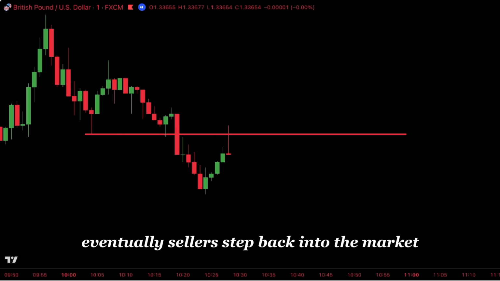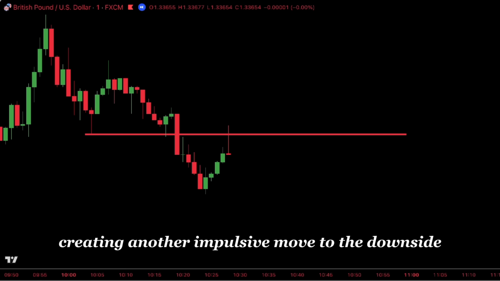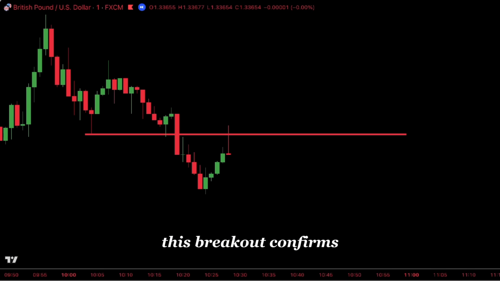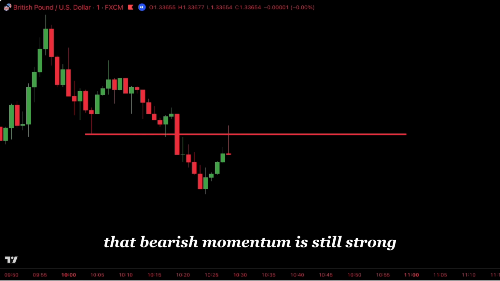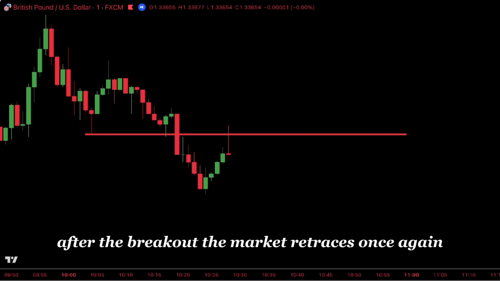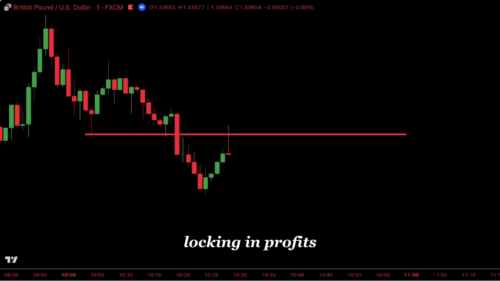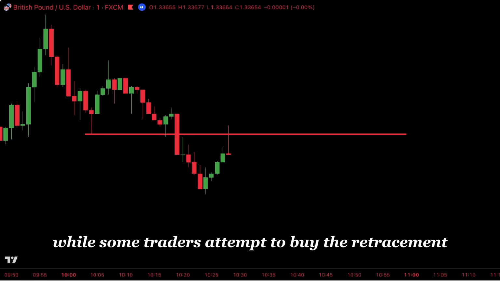Eventually, sellers step back into the market and break below the support, creating another impulsive move to the downside. This breakout confirms that bearish momentum is still strong and that additional sellers have entered the market. After the breakout, the market retraces once again. This pullback is mainly caused by short-term sellers locking in profits, while some traders attempt to buy the retracement.